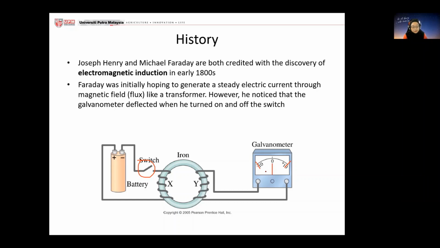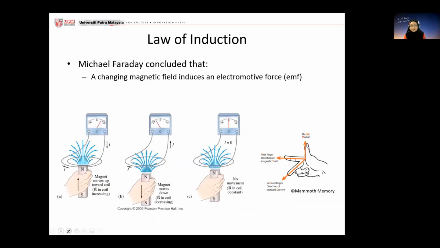Okay, because back then, the only source of electricity, the only source of current that you could have, is a battery, and it only uses a chemical reaction. Okay, it's not an electrical sort of reaction. It's a chemical one. So after his study, he concluded that a changing magnetic field induces an electromotive force.